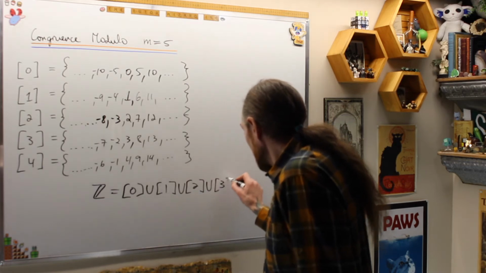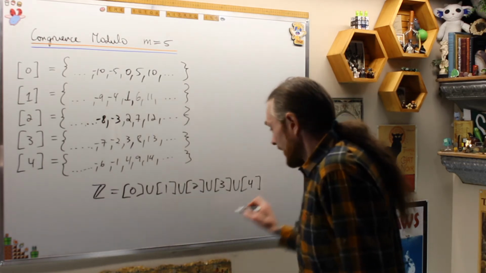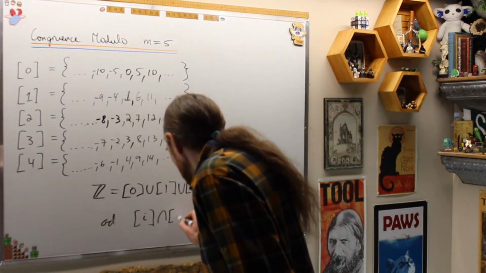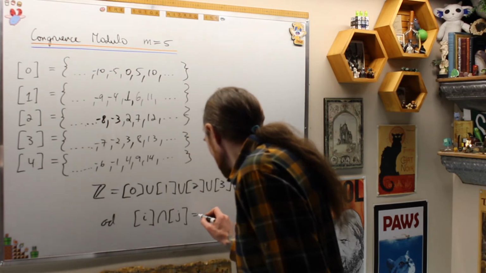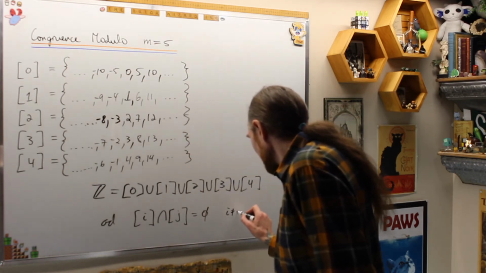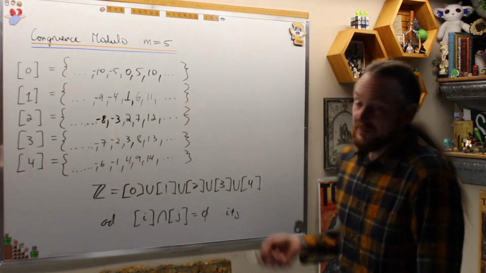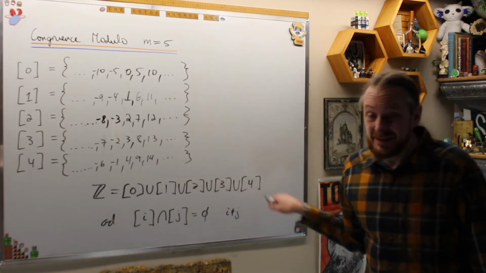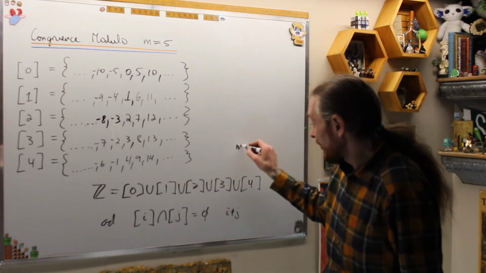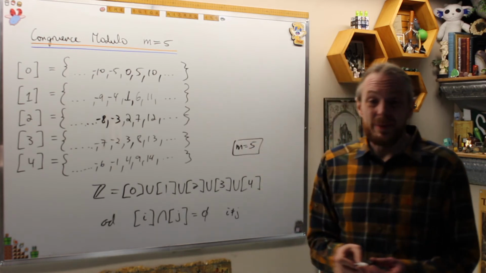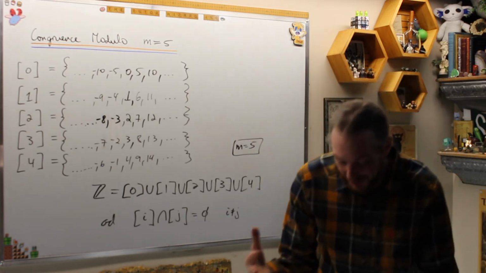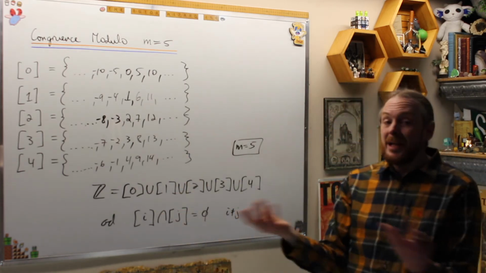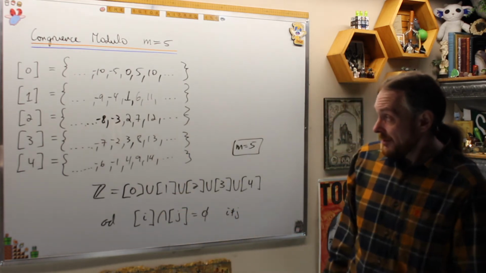Union 2, union 3, union 4, and the intersection of class i and class j is empty for i not equal to j in these from 1 to 4. So Z is the disjoint union of its congruence classes modulo 5, because our m, remember, is 5. So this is what we mean. We can break every number into categories or into sets modulo 5 or modulo any number m, essentially. This is going to be the idea.